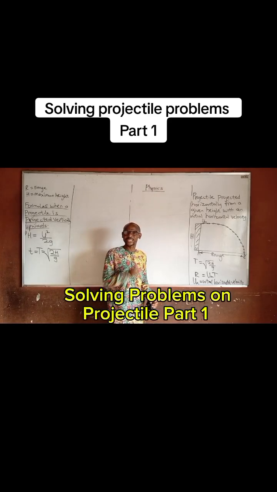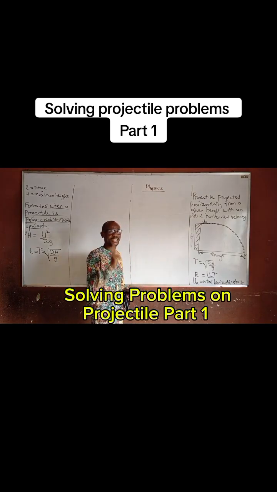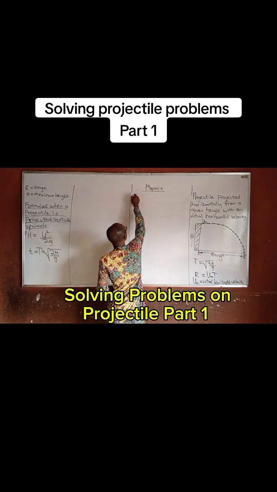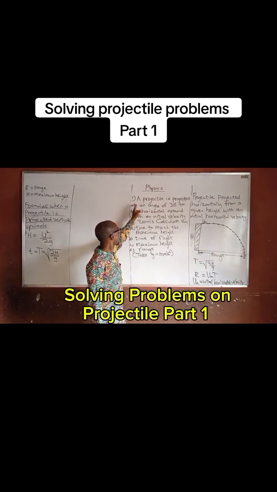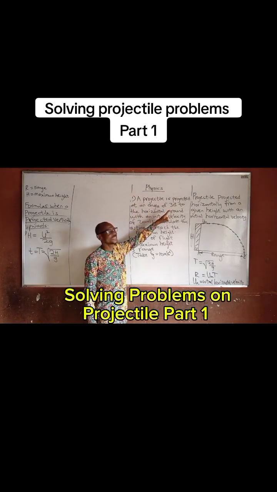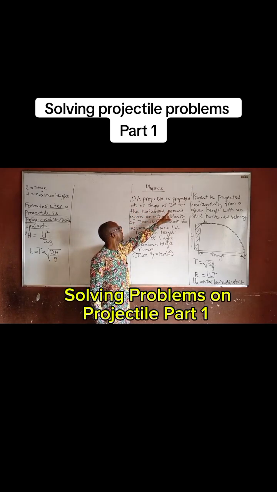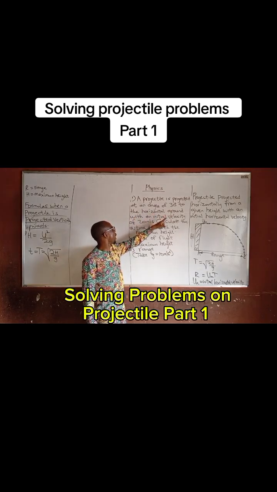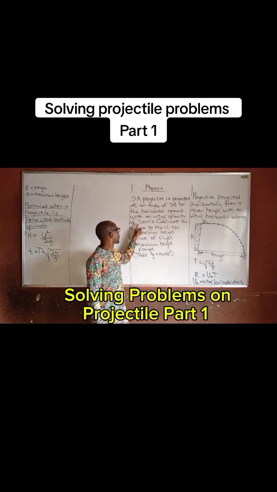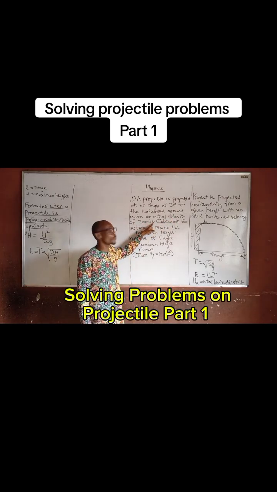We are going to look at solving problems on projectile. Let's take the first question. Question 1. A projectile is projected at an angle of 30 degrees to the horizontal ground with an initial velocity of 20 meters per second.